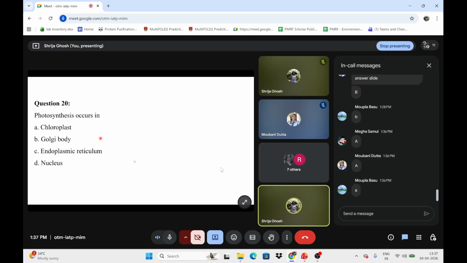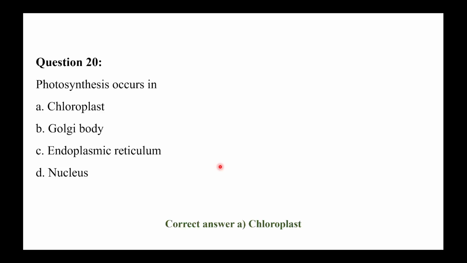I can see three answers in the chat box. All of them are option A, chloroplast. Let's see the correct answer. Chloroplast is the correct answer. Photosynthesis occurs in the chloroplast. So chloroplasts are the organelles that carry the pigment chlorophyll, which can absorb light and carry out the photosynthesis process. Okay.